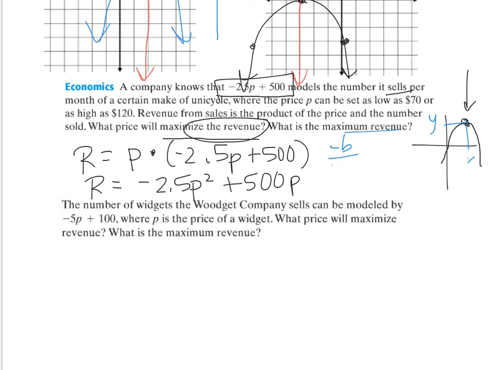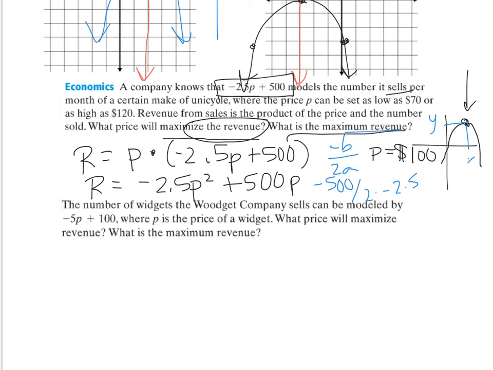so I'm going to do opposite b over 2a. And I'm going to get negative 500 over 2 times negative 2.5. So that's negative 500 divided by negative 5, so it's 100. So you should set the price at $100 for a unicycle, which makes sense because the problem up here says as low as 70 or as high as 120, so 100 fits in between the two.